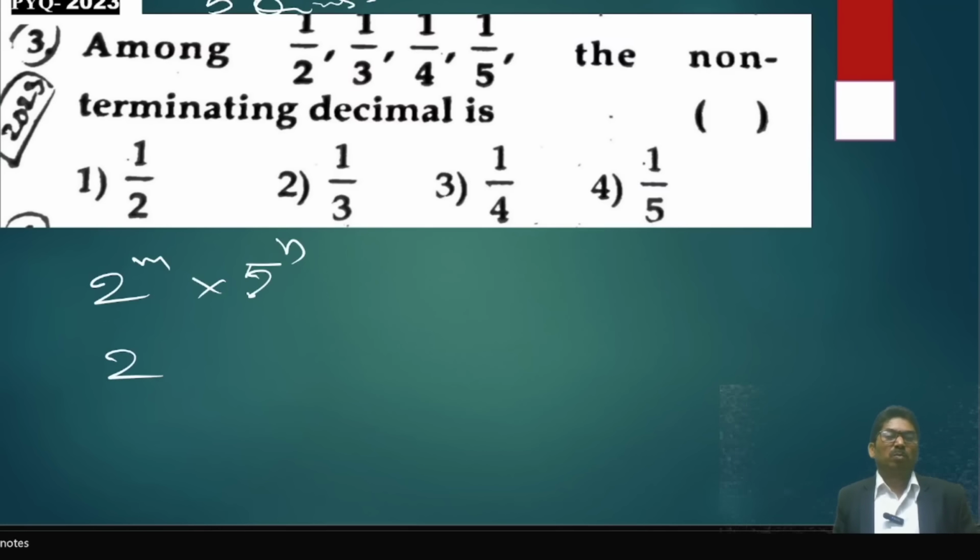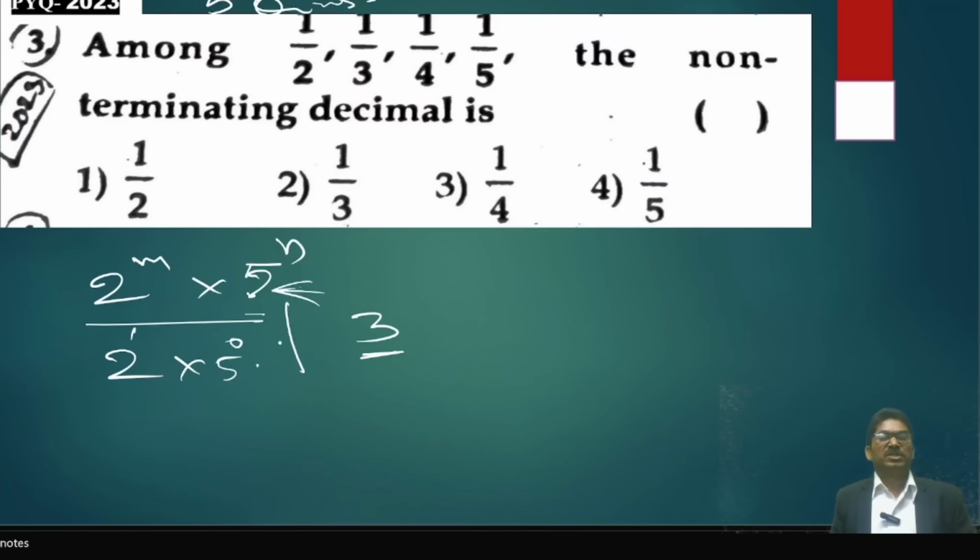The denominator 2 we can write as 2 power 1 into 5 power 0. So this can be written as a terminating decimal. Here we ask for a non-terminating decimal, so that's why this is not a correct option. Next, 3: we can't write 3 in the form of this structure. So that's why 1 by 3 is the correct option, option 2.